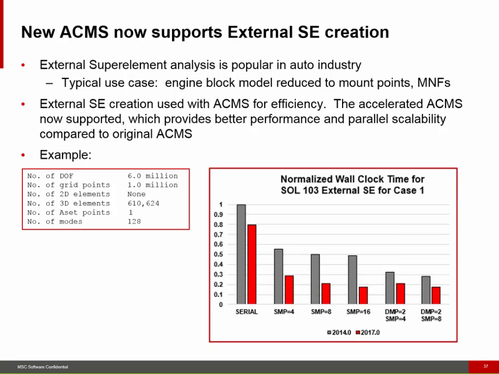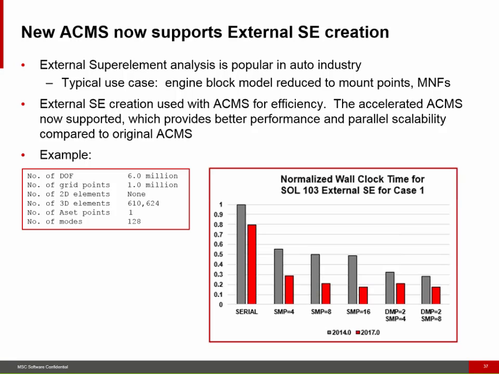So a typical use case for the external superelement generation is, as I said, an engine block reduction to its mount points, cylinder liners and main bearings. It can also be an MNF generation for subsequent Adams analysis. And for large models, ACMS can add a significant amount of efficiency over the standard Lanczos method.